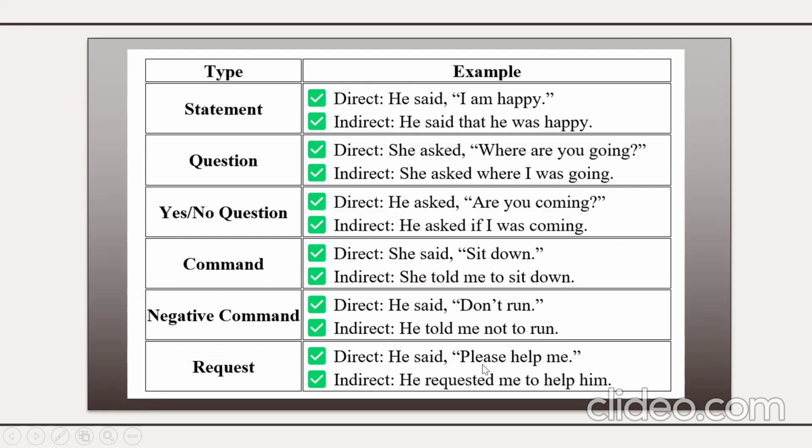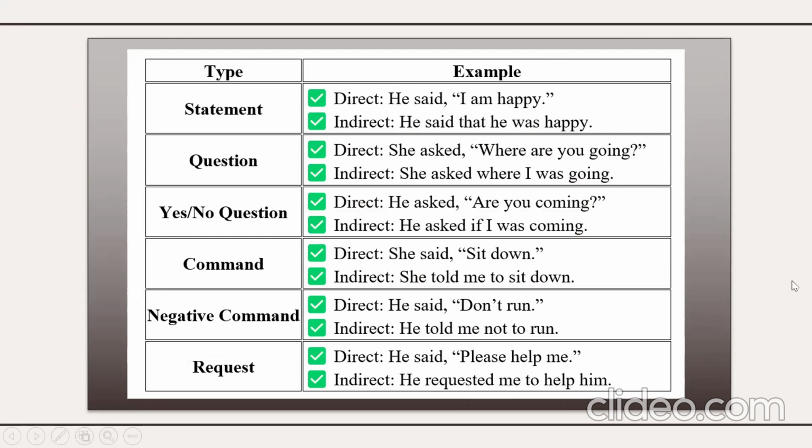Please means it's a requisition. So he requested me to help him, or he requested to help him. Both are correct. He requested to help him. Why requested? Because the reporting verb is in the past tense, right? Suppose if we say he says, instead of said, we'll say he requests to help him. But here he said, so he requested me to help him.